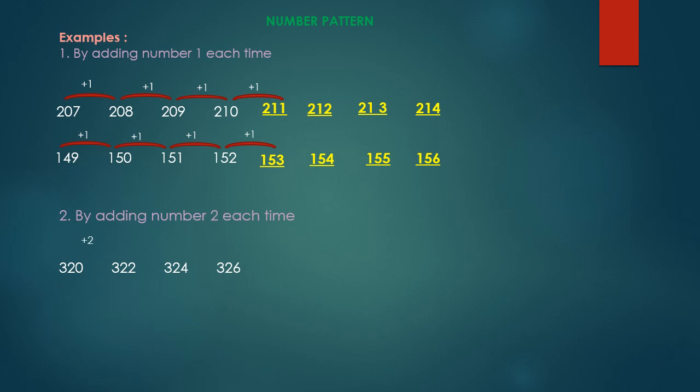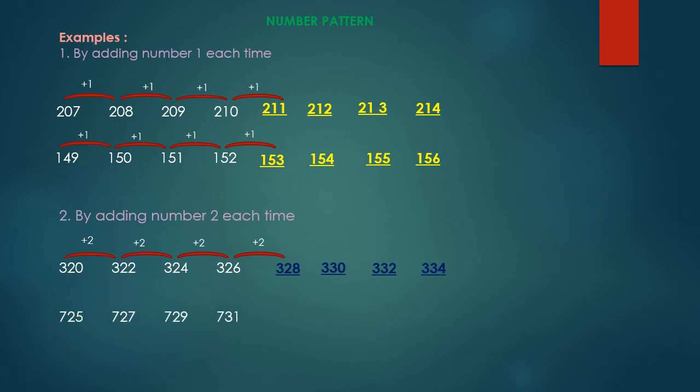We will add 2 to 320 to get 322. Next number is 324. Again, we will add 2 to 322 to get 324. Add 2 to 324 to get 326. Add 2 to 326 to get 328. Similarly, we get 330, 332, 334 and so on by adding 2 to the given number each time.